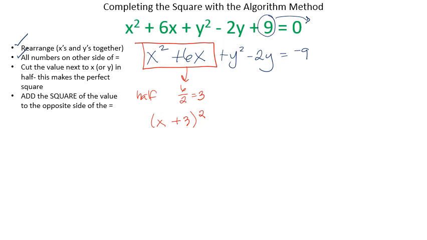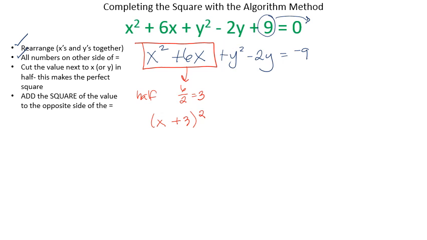I know, however, that when I do x plus 3 times x plus 3, I would get x squared plus 6x, and then I would also get that plus 9. So I need to make sure I take that into account on the other side of the equals.